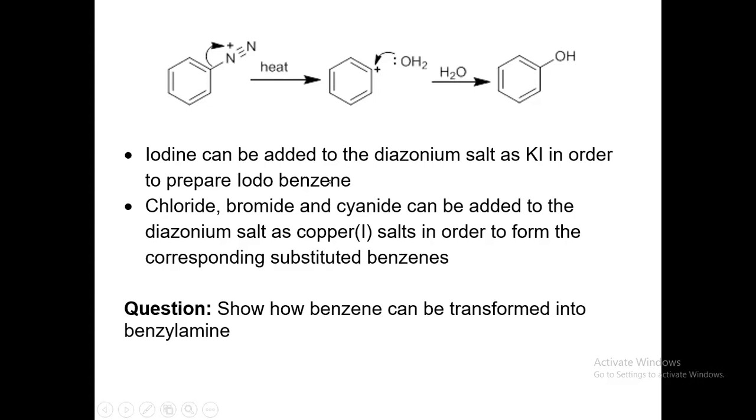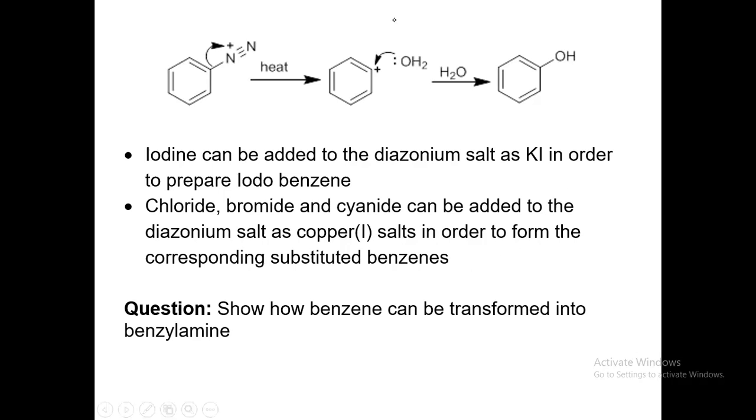Very important. Now we are saying that iodine can be added to the diazonium salt as KI, right? To prepare iodobenzene. So if I want to introduce iodine on the benzene ring, I can add it to the diazonium salt as KI, and then I'll introduce my iodine. Now, if you want to introduce chlorine, bromine, or cyanide, you add it as a copper(I) salt.